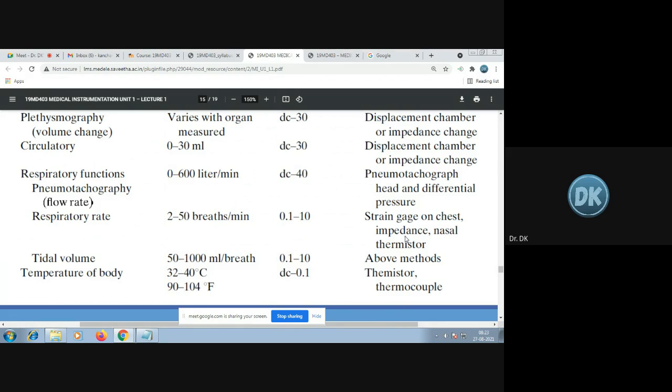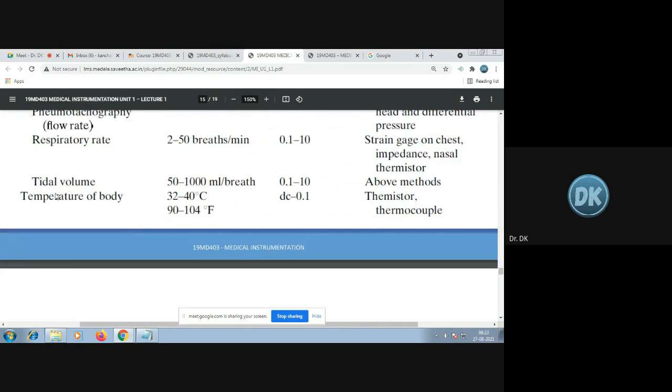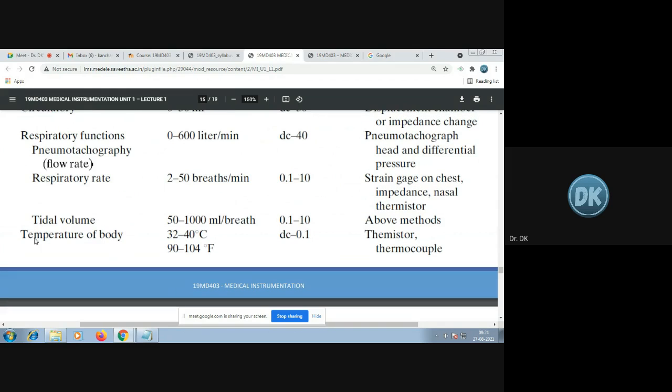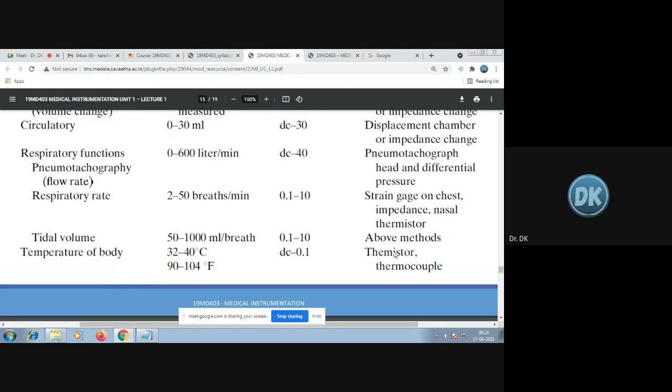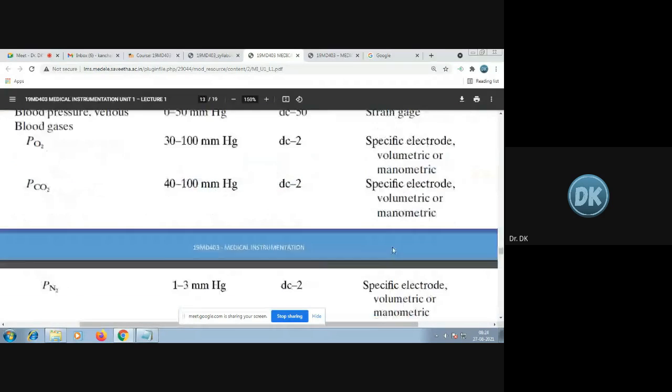And there is a respiratory rate measurement where you use a strain gauge on the chest and a nasal thermistor. There is a separate instrument for measuring the respiratory rate, but that is not in your syllabus, so I'm not going to discuss that. And it is tidal volume and temperature of the body. For temperature of the body, we can use thermistor and thermocouple. All these things we have lab experiments. During lab experiments, we can see how we are using thermistor and thermocouple. And these are the different medical and physiological parameters.